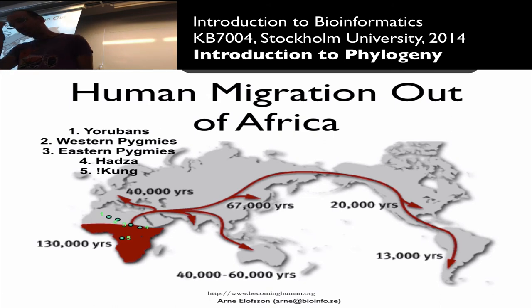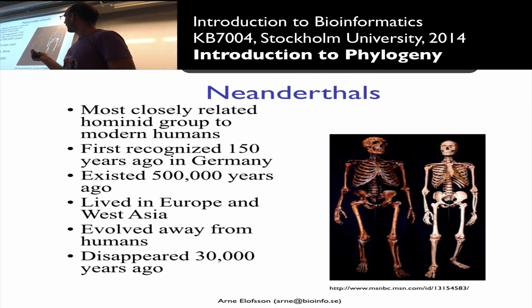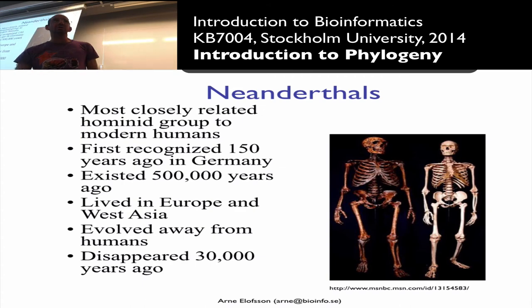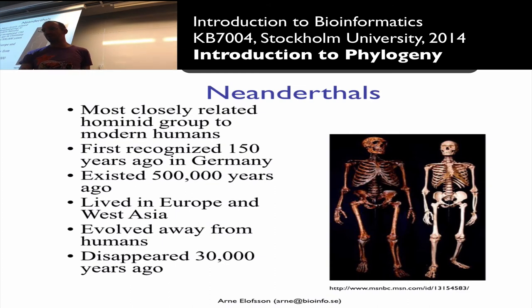Okay, so this was until a few years ago. This idea took over. But we still had the idea of the Neanderthals, that was found in Neanderthal 150 years ago. And from fossil evidence, they already lived in Europe at least 150,000 years ago, and also West Asia, basically to the Ural Mountains, but a bit more west. But you didn't find them in East Asia, you didn't find them in Africa, really. And then they disappeared some 30,000 years ago.